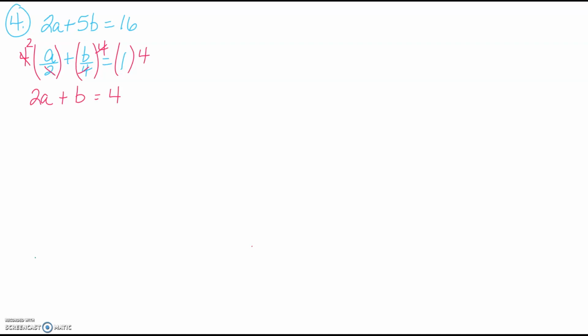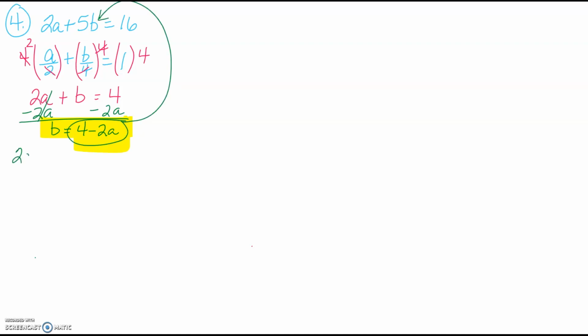I look at my 2 linear equations. This second one is the easiest one to solve in terms of, because I see that the b has a coefficient of 1. So I get b equals 4 minus 2a. I'm going to take, and wherever I have a b in my first equation, I'm going to replace it with 4 minus 2a. So I get 2a plus 5 times 4 minus 2a equals 16. Distribute your 5 and get 20 minus 10a equals 16.